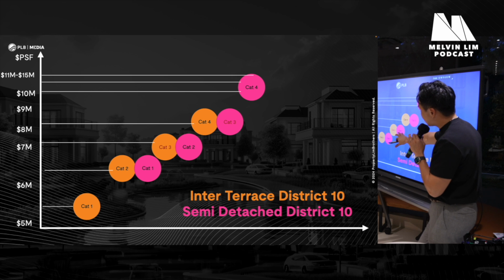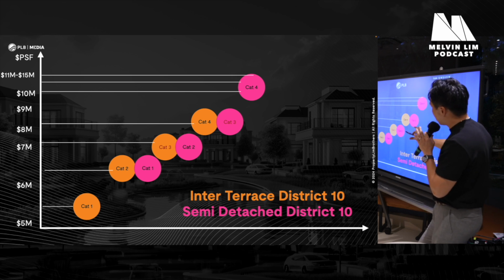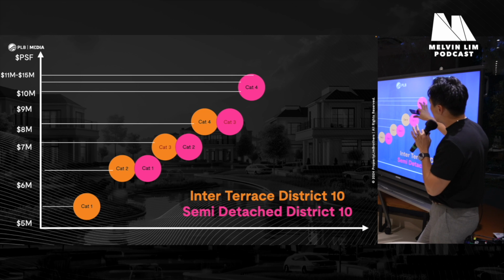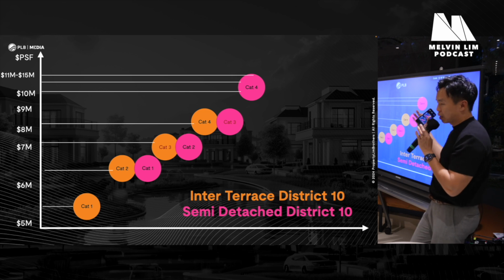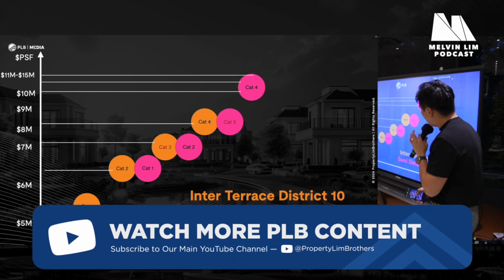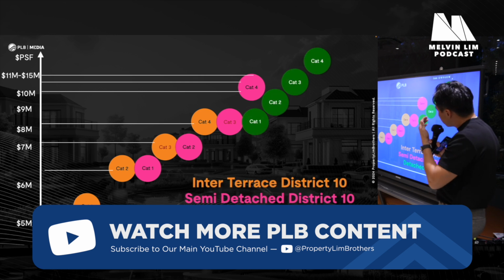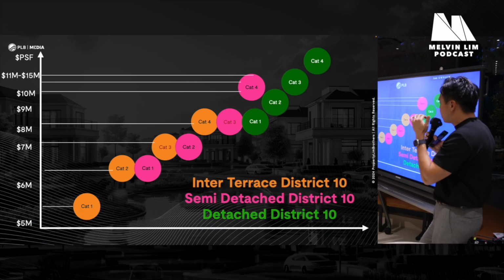Base price in D10, at least 6.5, Cat 1. Cat 2, about 7 odd, you can still find. 8 over million, you can still find Cat 3. And of course, Cat 4 will be all the way ranging here. Because the minimum size for a semi-D is 2152 square feet, but sometimes it can go up to about 4,000 plus, depending on the land plot as well, right? Now, once I plonk in detached, it will be in this tier. All right, so it's about spotting the opportunity.